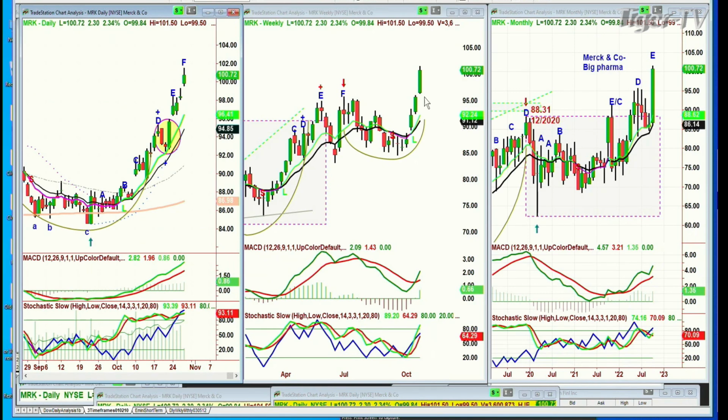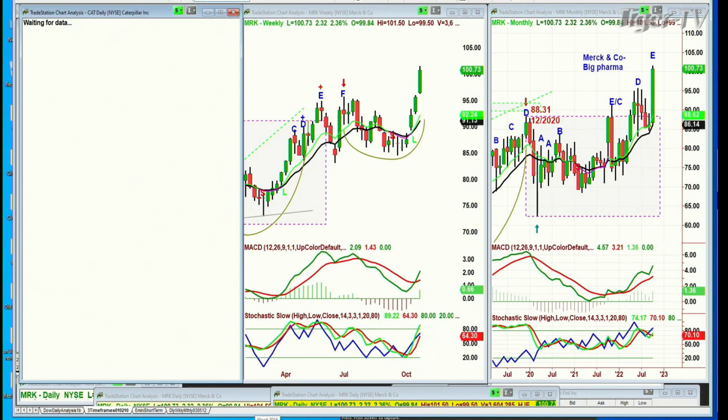But this is a breakout in the weekly chart. Is this a brand new A or a G? Well, you don't get G's very often, not like this. Is it an E? Yes, it's an E in the monthly chart. So fantastic action. A leader.